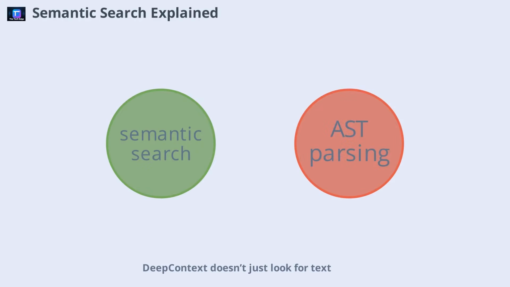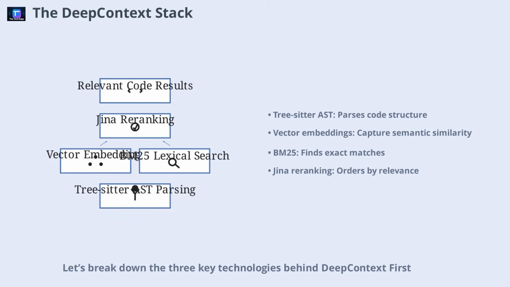DeepContext doesn't just look for text patterns, it understands relationships between code elements. For example, searching for authentication logic retrieves functions related to login handling, session management, token generation, and more, even if they don't explicitly use the word authentication. This is possible thanks to tree-sitter AST parsing, vector embeddings, and BM25 search, all working together to deliver truly relevant results. Let's break down the three key technologies behind DeepContext.